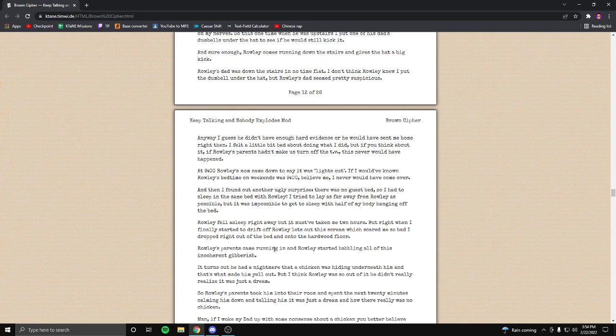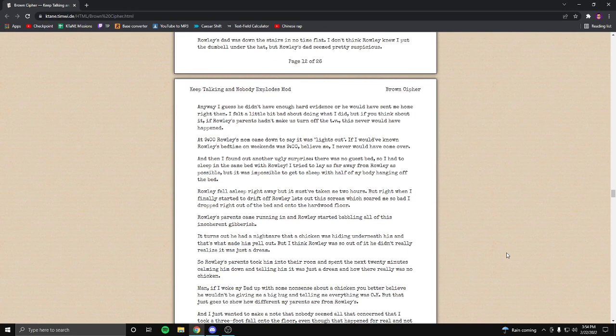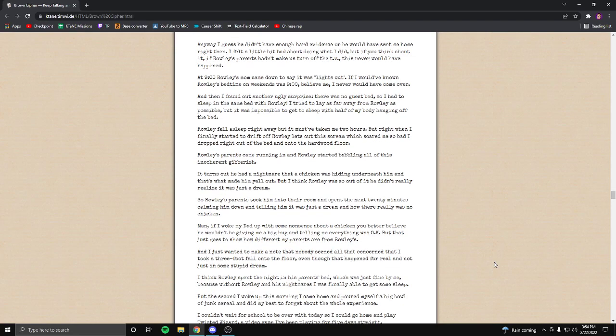Riley's parents came running in, and Riley started babbling all this incoherent gibberish. It turns out he had a nightmare that a chicken was hiding underneath him, and that's what made him yell out. But I think Riley was so out of it that he didn't really realize it was just a dream. So Riley's parents took him into their room and spent the next 20 minutes calming him down, telling him it was just a dream and how there really was no chicken. Man, if I woke up my dad with some nonsense about a chicken, you better believe he would be giving me a big hug and telling me everything was okay. But that just goes to show how different my parents are from Riley's.